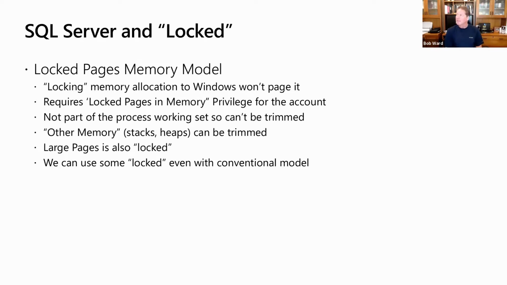It turns out, if we use the Address Windowing Extensions APIs, which by the way, you can go look that up if you'd like, it was really written for 32-bit systems way back in the day.